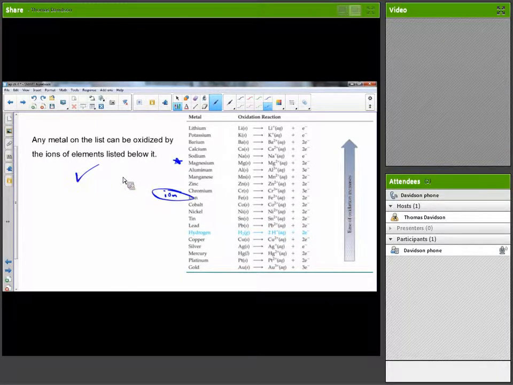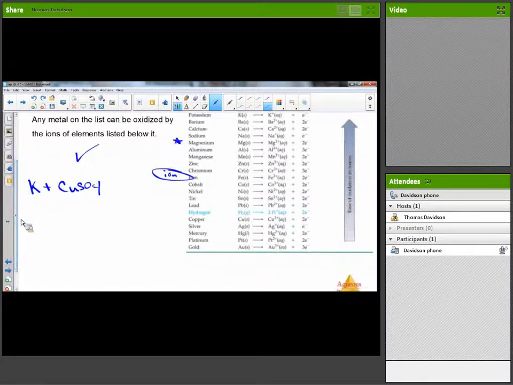All right. The first one we did was potassium plus, was it copper sulfate, copper 2 sulfate? It was. So let's check. My metal is right here. I'll put it in red. My metal's right there. My ion is copper, which is right here. In this red example, is my ion lower than my metal? Yes, it is. So this reaction does happen.